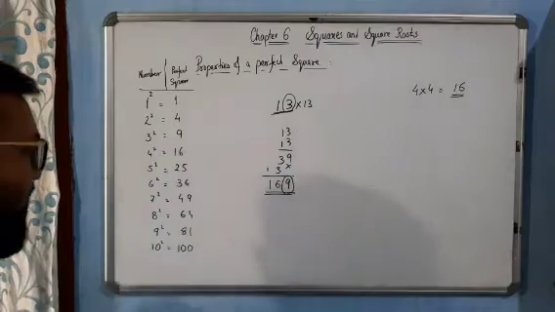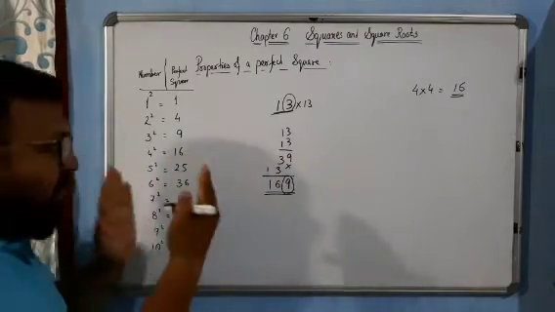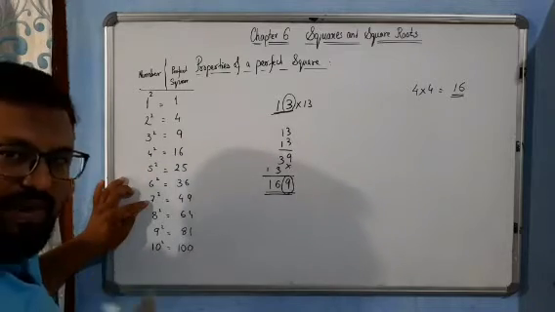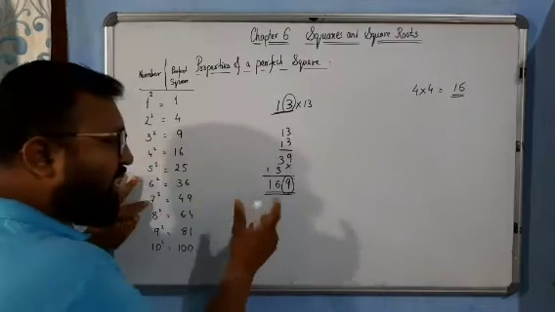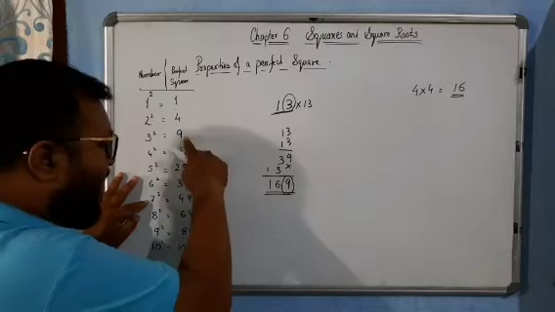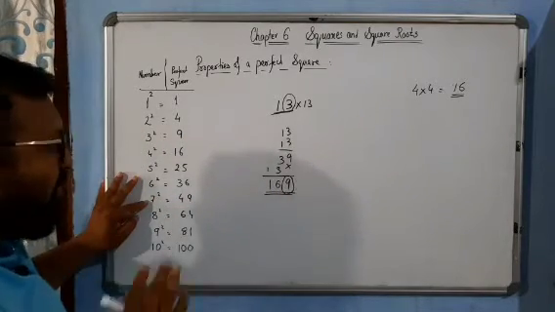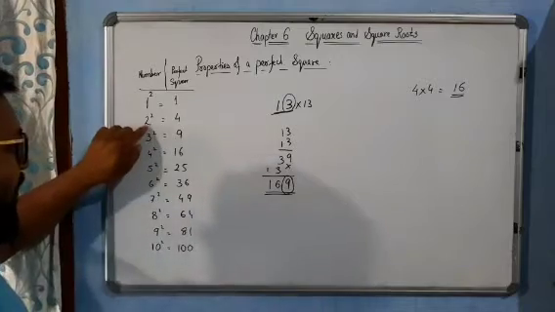Are you getting what I want to say? So whenever a number has 3 or 7 at the ones place, you will always get a squared number having 9 at the ones place. See, 9 at the ones place. Once again I want to say that. Let's take an example of 2.